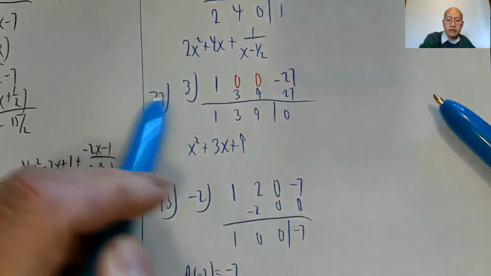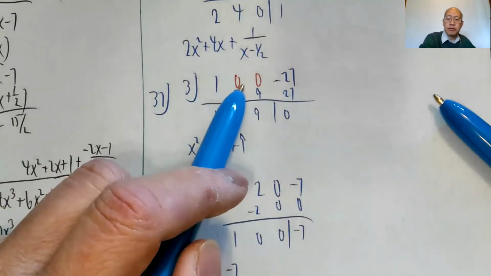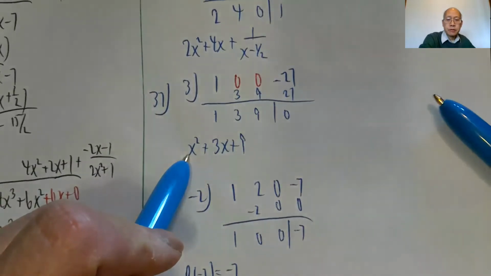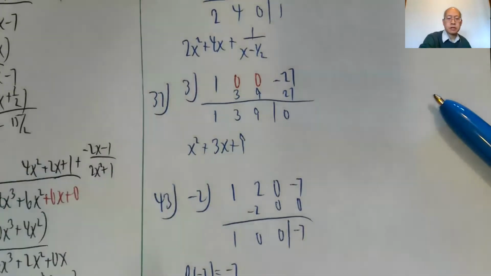Okay, when I do the synthetic division, the original polynomial is depressed by 1. So it used to be 3rd degree, now it's 2nd degree. If it used to be 2nd degree, then it would become 1st degree, and so on.